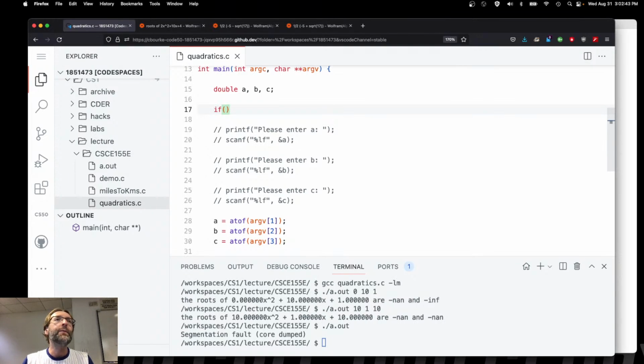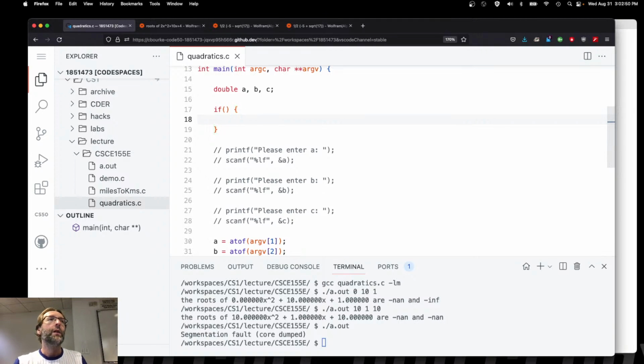If. An if statement is a conditional. If whatever I put in parentheses happens to be true, then we'll go ahead and execute this statement right here. I want to make sure that there are 4 command line arguments. I want to make sure that argc, the count, is equal to 4. If it's not equal to 4, right, that's how you read this, then we're going to issue an error. Right? Printf error. You must provide 3 numbers.